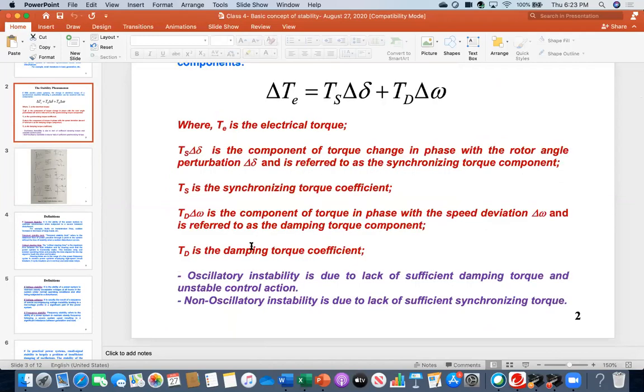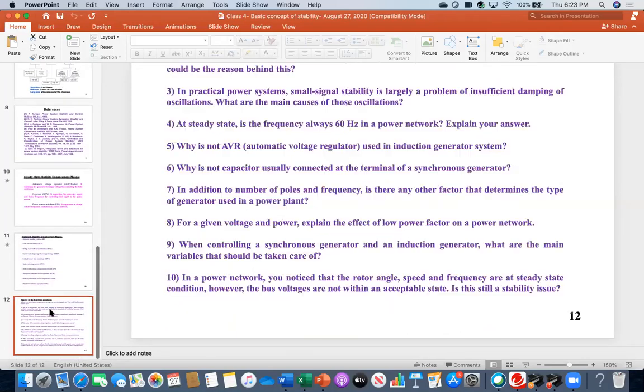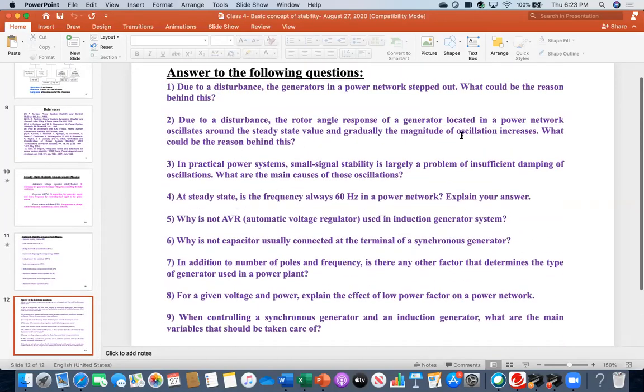And what is the reason? See this one: oscillatory instability is due to lack of sufficient damping torque and unstable control action. So this is the answer. Now read once again: it oscillates around the steady state and gradually the magnitude of oscillation increases. What could be the reason? The reason is lack of sufficient damping torque and unstable control action. You might explain differently, but that will be the appropriate, actual technical answer.